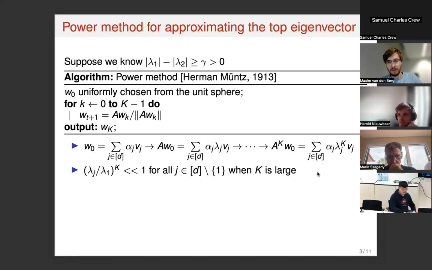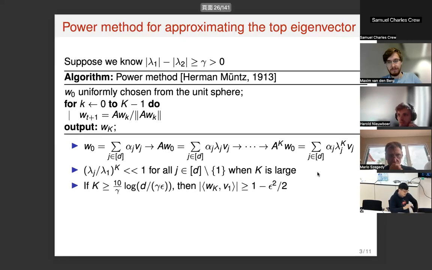That's the idea. And actually, we know the precise number of iterations you need to run, which is roughly 1 over gamma, ignoring the polylog. Here I use the inner product between w_K and v1 instead of the L2 norm because I want to get rid of the global phase.